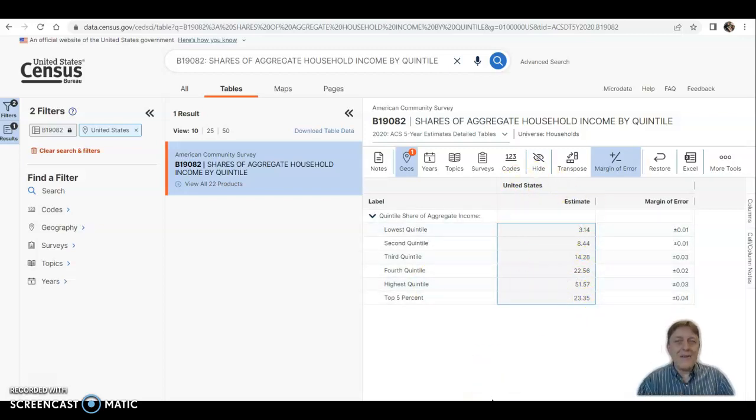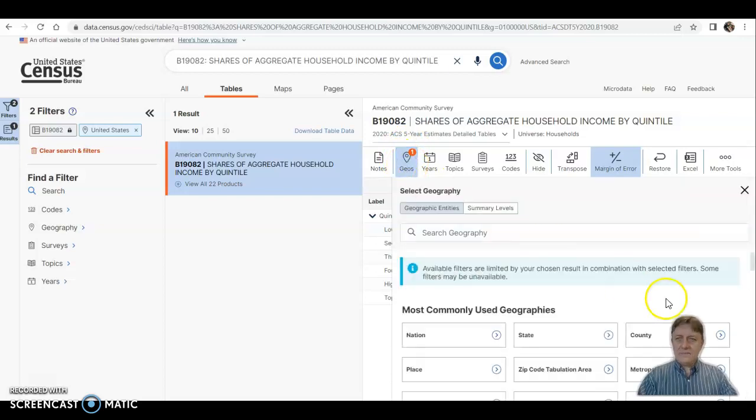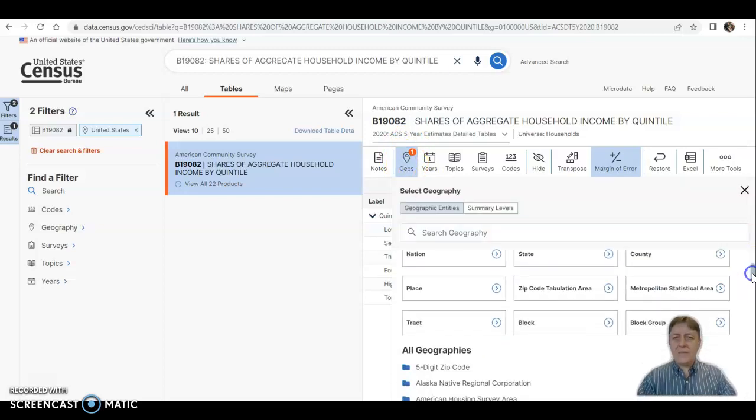But I'm not asking for information for the United States. I'm asking for information for a particular town. And maybe you're looking for information for your town. So to get information for a particular town, let's head over to this button here called Geos. I'm going to click there. And then I'm going to look at place.